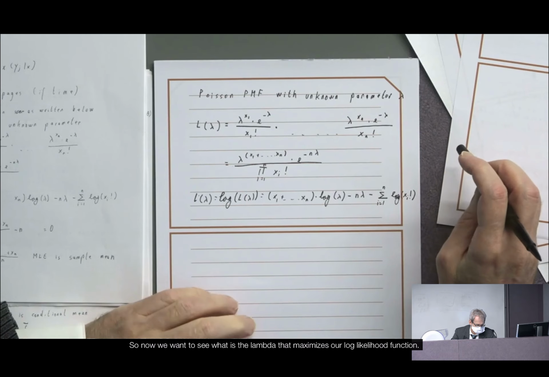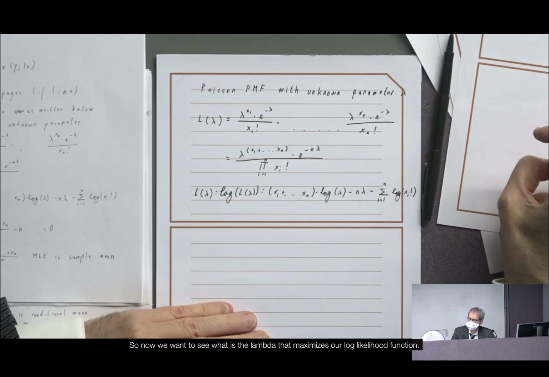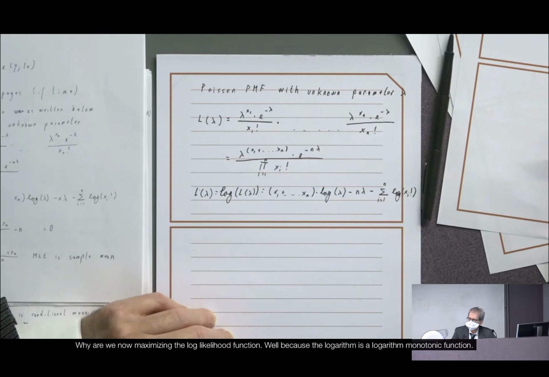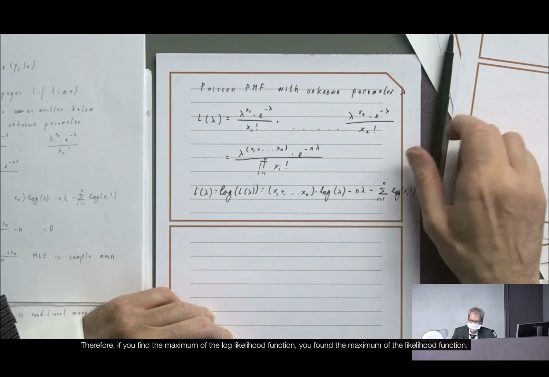So now we want to see what is the lambda that maximizes our log likelihood function. And so you might wonder, well, we said we want to maximize our likelihood function. Why are we now maximizing the log likelihood function? Well, because the logarithm is a monotonic function. Therefore, if you find the maximum of the log likelihood function, you found the maximum of the likelihood function.